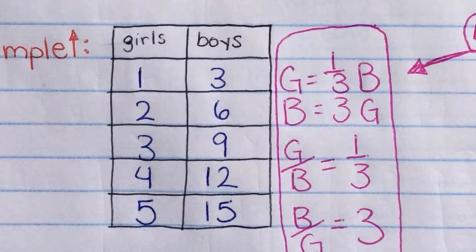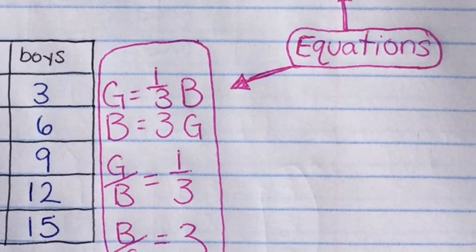But let's say if we look here for this equation, which comes first? The B comes first, right? We see boys. So if we were to write a sentence for what the boys is, it might look something like this.